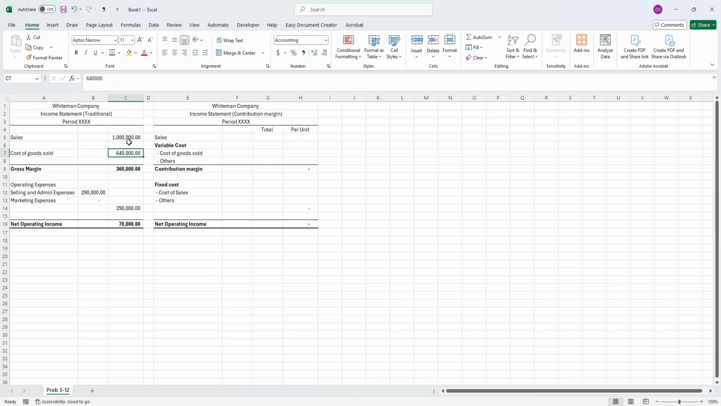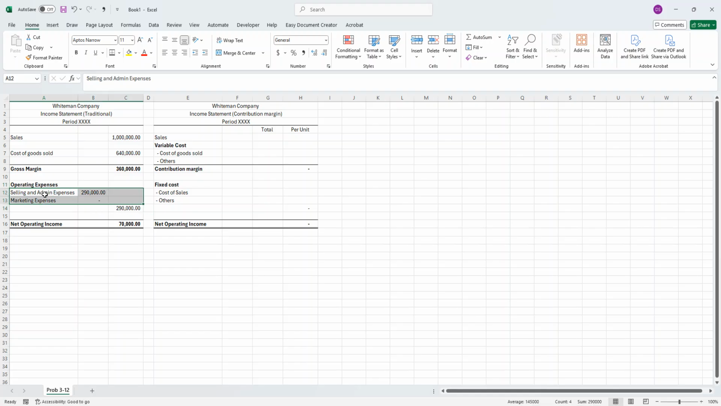So taking the revenue, the sales, minus the cost of goods sold gives me my gross margin. And after I take the gross margin, the next category I have is my operating expenses. As a company, with operating expenses, you may have a list of various expenses.